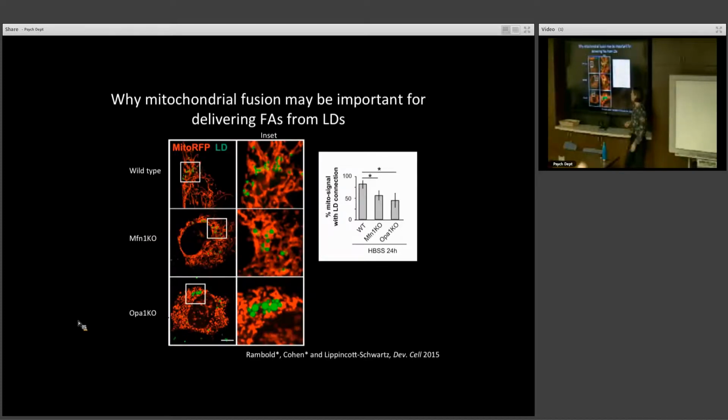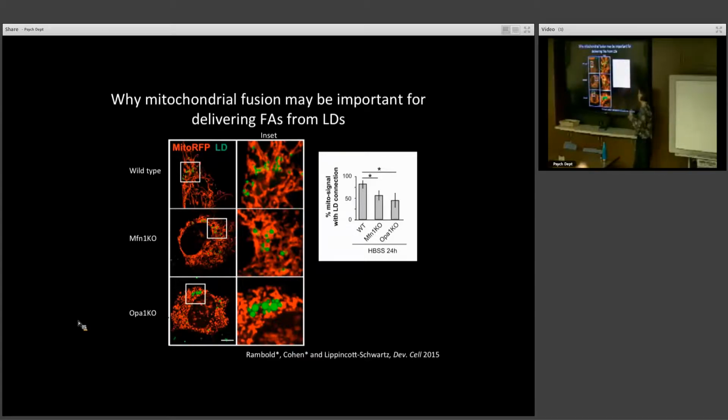And we think this is because fatty acid transfer is happening at sites of close contact between lipid droplets and mitochondria. So in these mouse embryonic fibroblasts, there aren't that many lipid droplets. If the mitochondria are fragmented, then most of these mitochondria are not in contact with a lipid droplet. But in the wild-type cells where the mitochondria are fusing, more than 80% of the mitochondrial mass is continuous with a site of close contact with a lipid droplet.